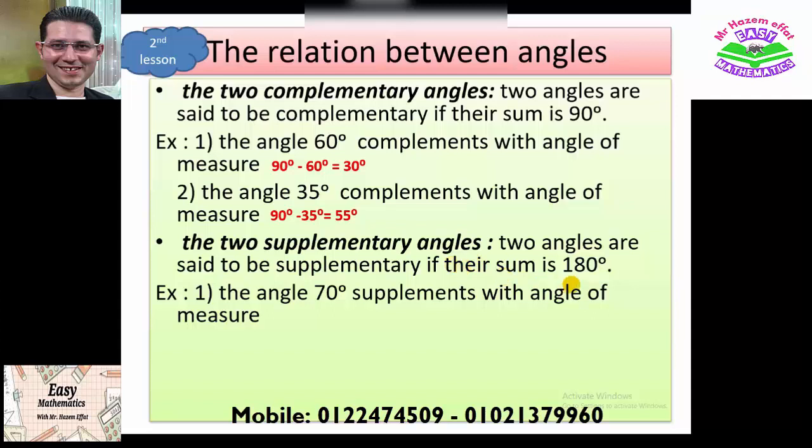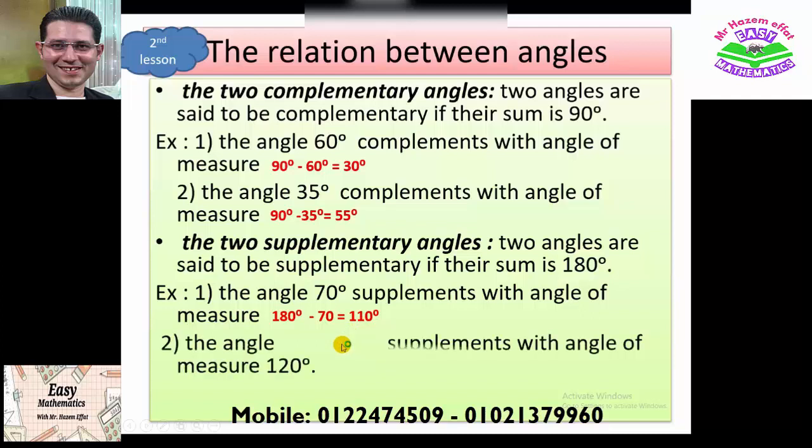Example, the angle 70 degrees supplements with an angle of measure what? By using the previous rule to find the other angle which supplements 70 degrees, we subtract 70 from 180 degrees to find the other angle. 180 minus 70 will be 110 degrees. Number 2, the angle supplements with an angle of measure 120 degrees. In the same way, we subtract 120 from 180 degrees to find the other angle.